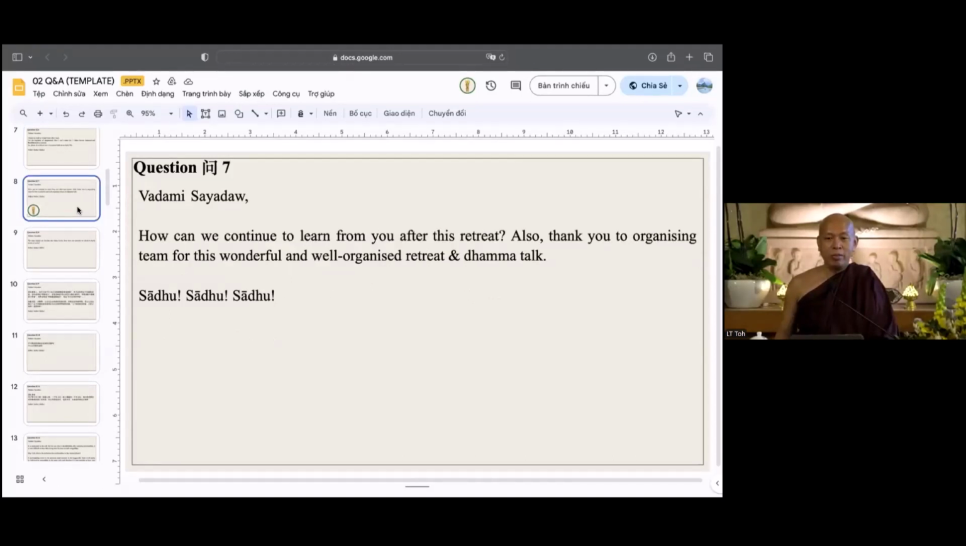Wandamisiado, how can we continue to learn from you after this retreat? Also, thank you to the organizing team for this wonderful and well-organized retreat and Dhamma talk. Sadhu, sadhu, sadhu. Good question, right? So that means if you can improve, you can come to Myanmar. But now I don't recommend to come. In the current situation, I don't recommend anybody to come to Myanmar. So if you have good improvements, you can come to Myanmar. I can give you a sponsorship letter.